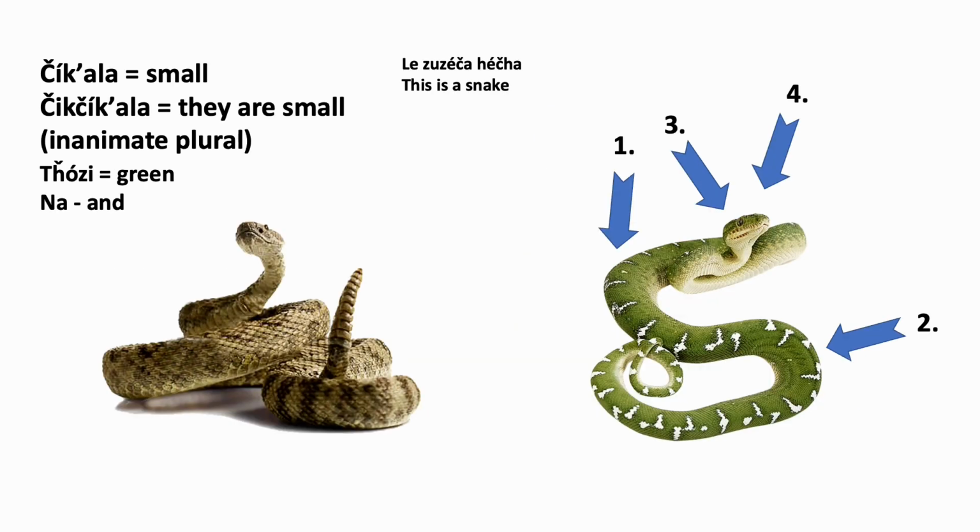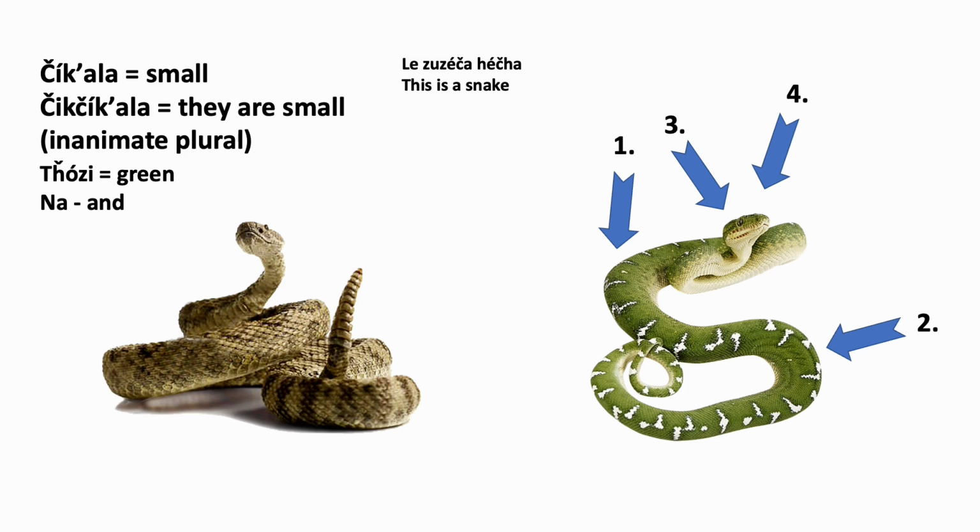Okay, so now I'll describe the rattlesnake on the left and then the green snake on the right. So for the rattlesnake, le zuzecha hecha. Le zuzecha hecha. Naha ri. Nahu waniche. Na pute. And we can use ptechela, which is short, but we could also use chikala because it's kind of small. It's up to you. Everybody would probably describe them differently.